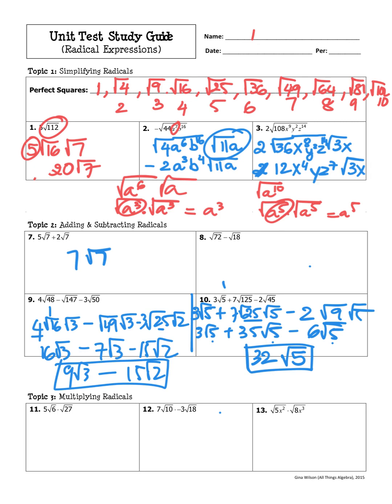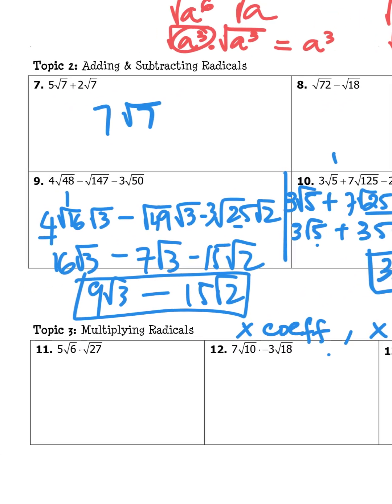Alright, for multiply radical, we're going to multiply the coefficient by itself, and then you multiply the radicand, and then last but not least is simplify. If you don't simplify, it's going to be bad. Okay, so let's say number 11. 5 times nothing, which is 5 times 1 is 5. Square root of 6 and square root of 27 will give you 162.